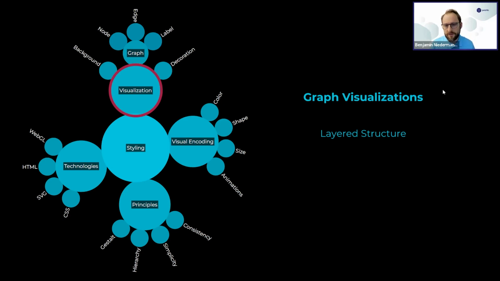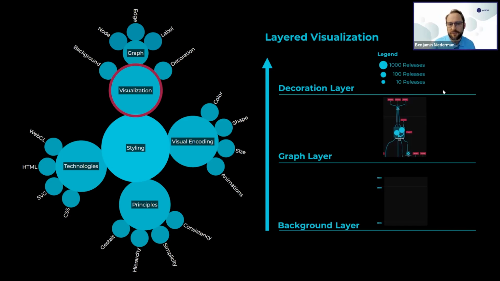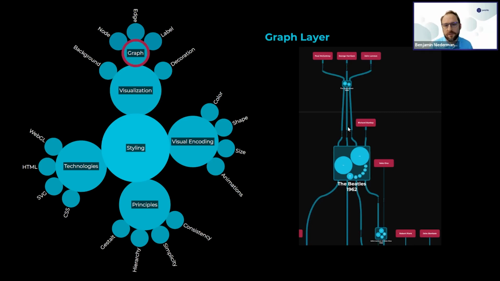And the first observation is that the graph visualization that we are given is a layered visualization. So basically it consists of several layers. So the background layer, then the graph layer, and then the decoration layer. The graph layer itself may also consist of multiple layers, depending on how you define the set orders of the elements. And in this webinar, I will mainly consider the graph layer.